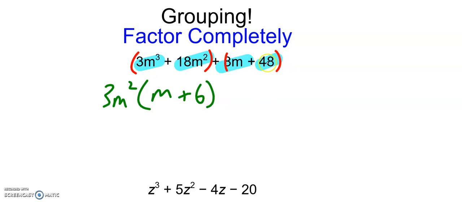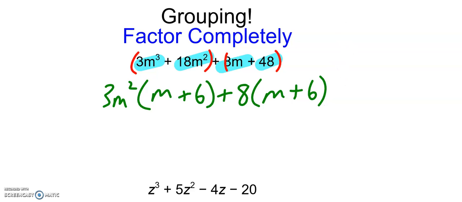Now, what can I take out of the second group? Well, this is an 8, and this is a 48. 8 is a factor of 8. 8 is also a factor of 48. This has an m. This doesn't have an m, so I can't take out any m's. So then I still have this plus. So that plus stays there. And then I'm going to factor out an 8, and I'm left with m plus 6.